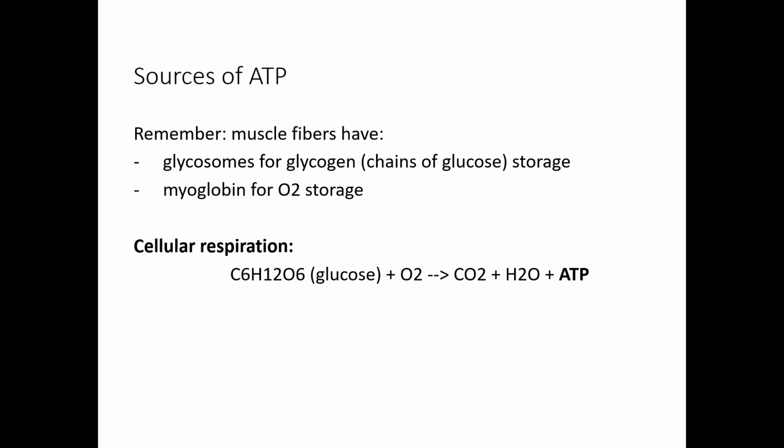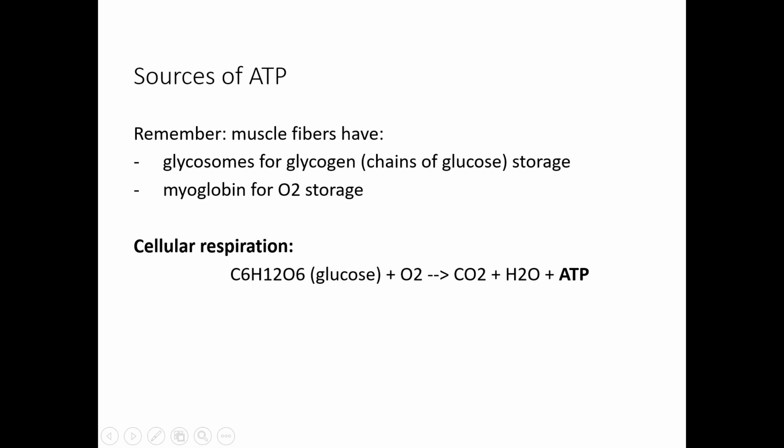Let's talk about sources of ATP. ATP is a molecule necessary as an energy, as fuel for muscle contraction. And to produce ATP, there are several ways. One of them is cellular respiration. Please, let's remember what it is.